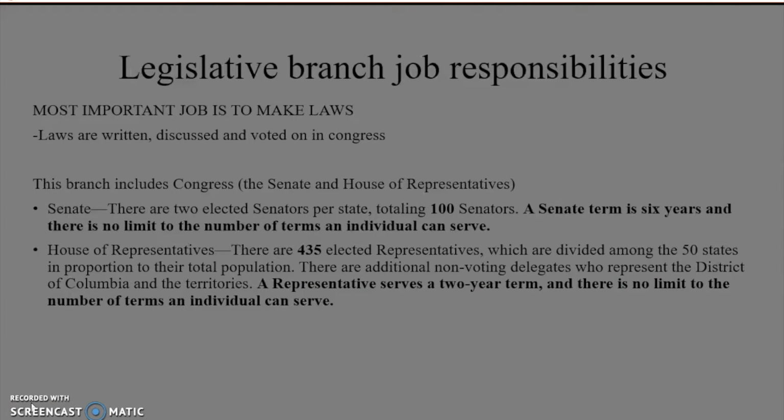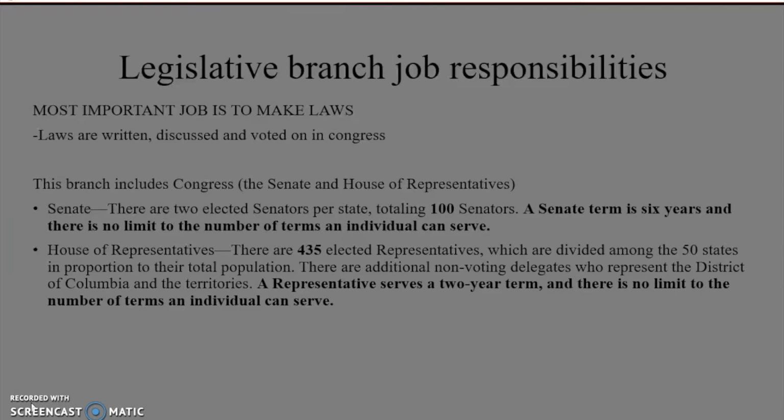Legislative branch job responsibilities. Most important job is to make laws. Laws are written, discussed, and voted on in Congress. This branch includes Congress, the Senate, and House of Representatives. Senate. There are 2 elected senators per state, totaling 100 senators. A senator's term is 6 years, and there is no limit to the number of terms an individual can serve.